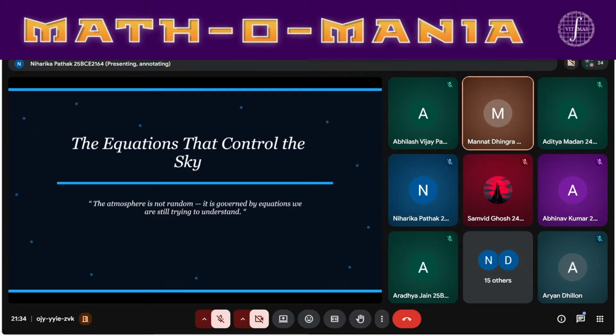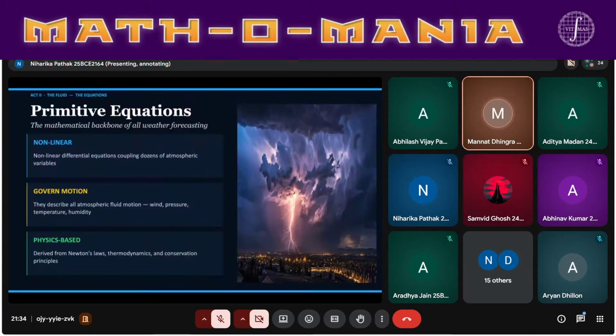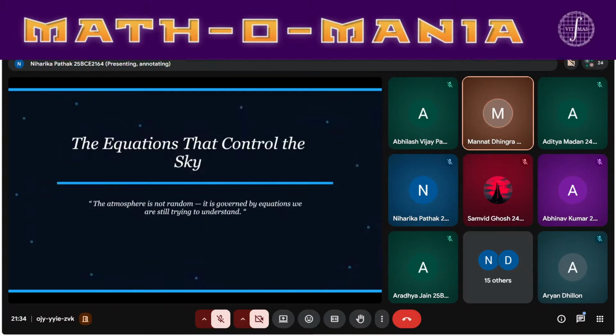Now there's a quote which I have mentioned over here. Niharika, could you go to the previous slide? Yeah. So there's a quote that I mentioned here: the atmosphere is not random. It is governed by equations we are still trying to understand. You might have heard people saying that the atmosphere is random, this and that, a lot of things about it. They are wrong.